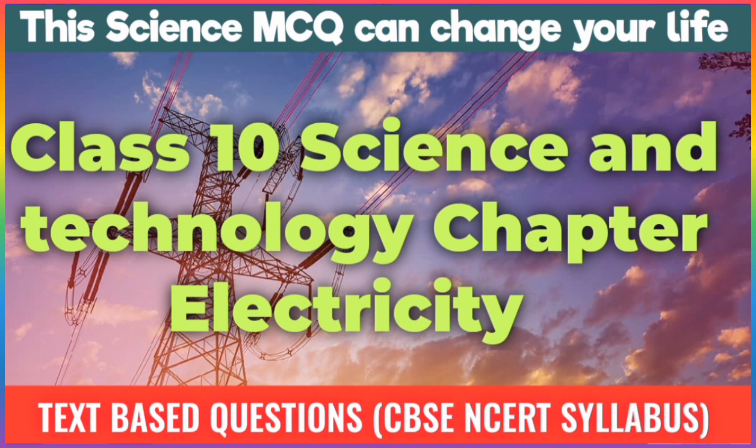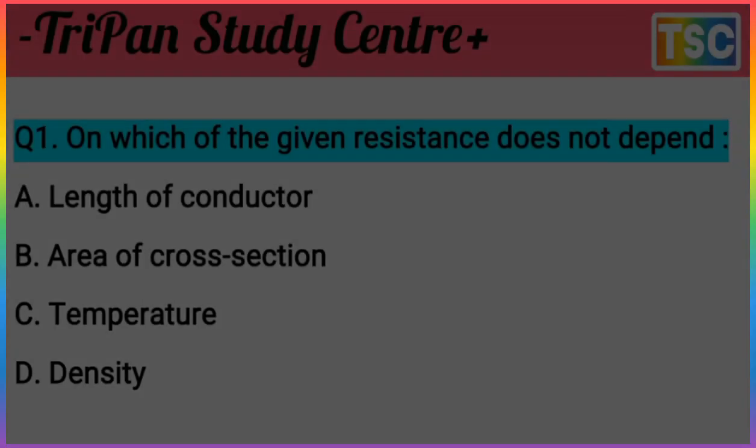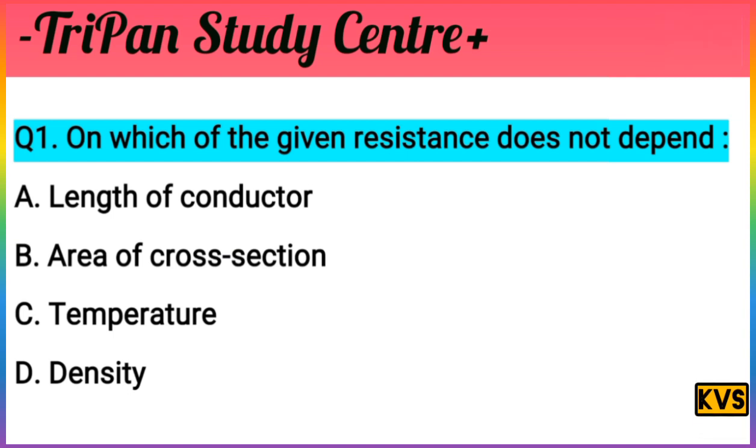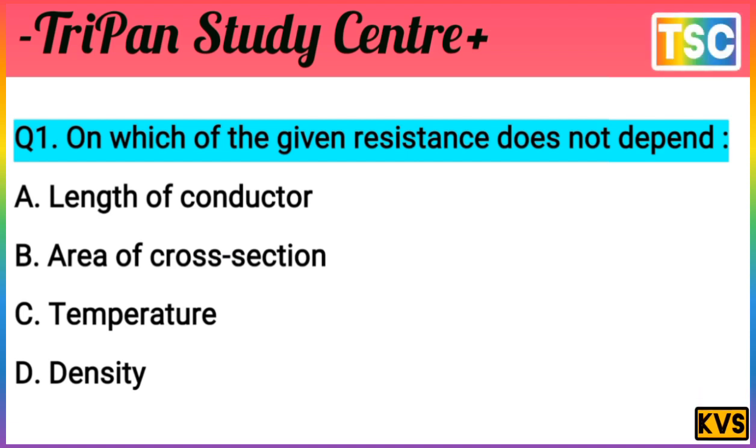There is a most important MCQ here. Question one: on which of the following does resistance not depend? A, length of conductor. B, area of cross section. C, temperature. D, density. That's an important question.